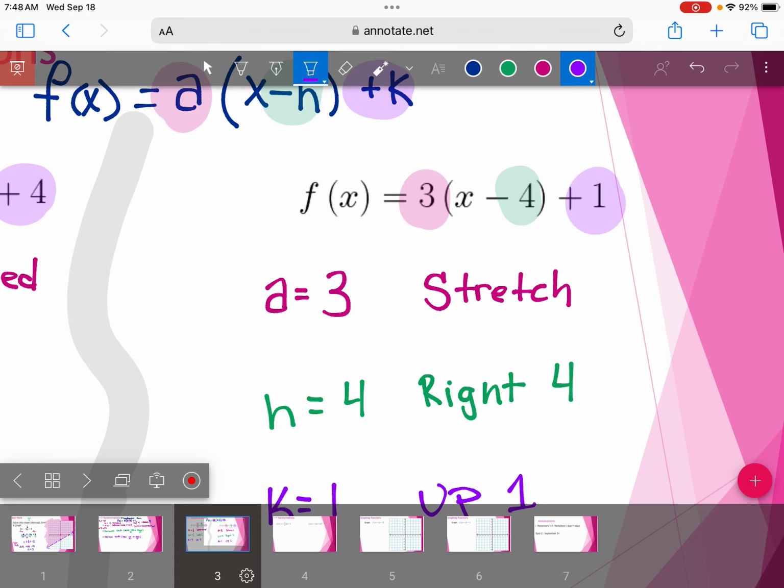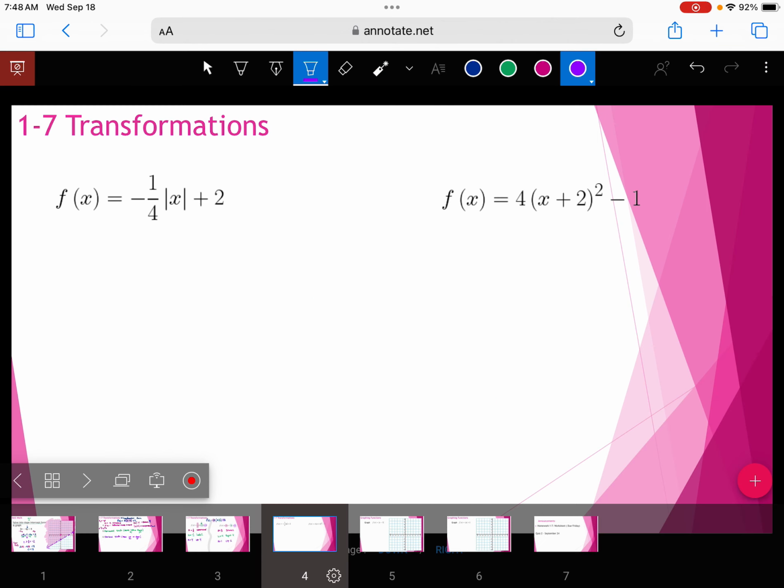We're going to practice another pair of these before I show you why we care, and how this helps us with the holy cow too many plug and chugs that we had yesterday. We're going to do one more pair. I've got f of x is negative 1/4 absolute value of x plus 2, and an f of x equals 4 times the quantity x plus 2 squared minus 1.